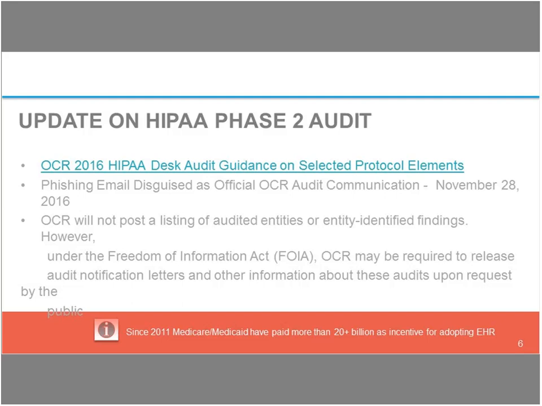And then the third point here is that they are not going to be posting the listing of all the entities that they are auditing. You could invoke the Freedom of Information Act and still request some of the information, but they will definitely be sharing high-level information about the audits, what is really happening, and what their learnings are. Sorry about the formatting issue here, but you get the point.